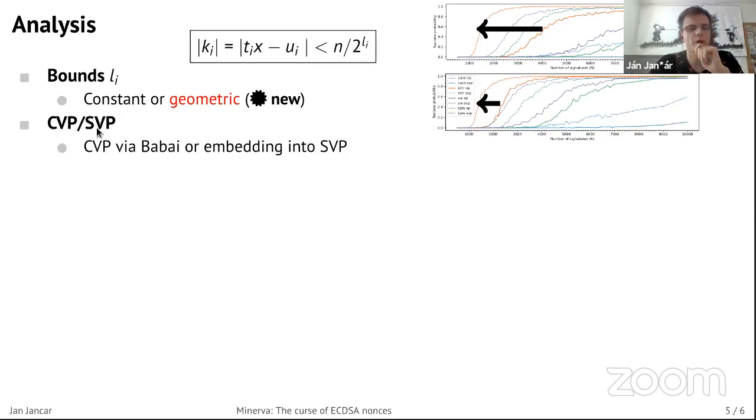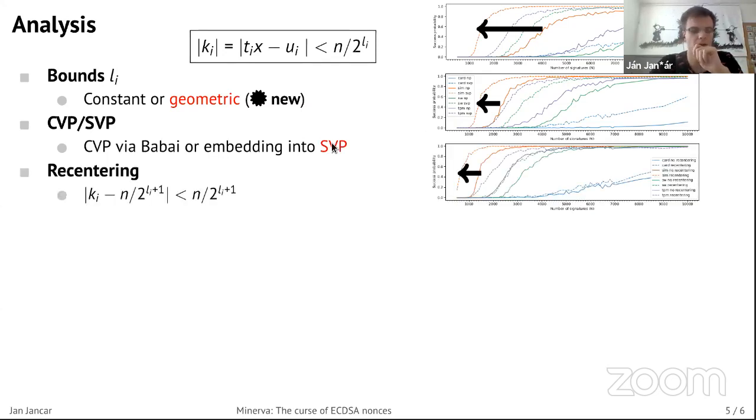We also compared CVP and SVP, and we confirmed what other works said, that SVP works better and that you perhaps should use it, that it improves success rate. We tested recentering, which allows you to gain 1 additional bit by shifting the nonces in some way, and we again confirmed the previous works that this really does work and helps your success rate.